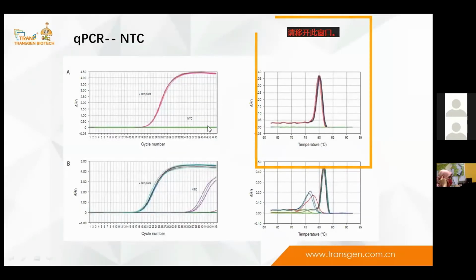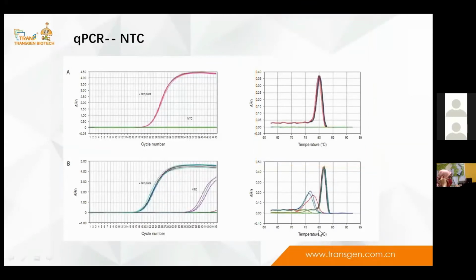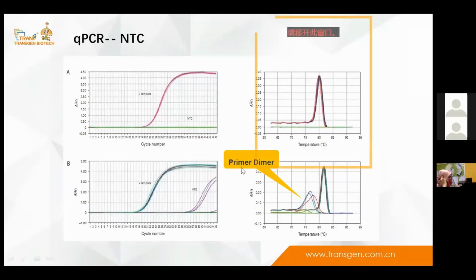There's another detectable NTC. This NTC shows little signals here. But the Tm temperature is lower than 80 centigrade. In this case, we will focus on this. We will recognize this as a primer dimer.